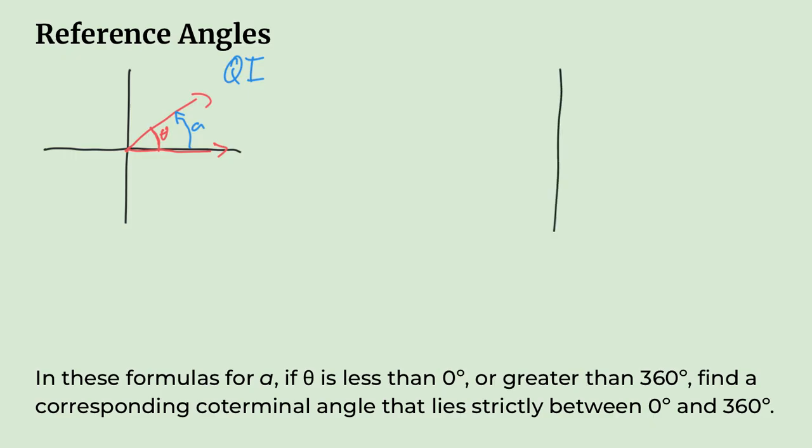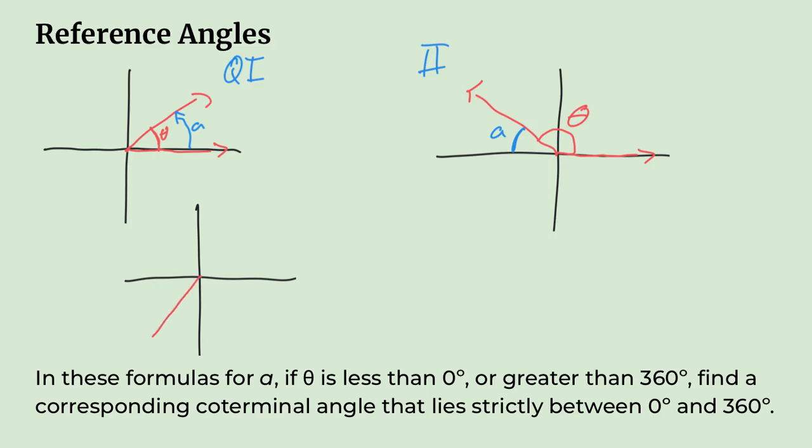For quadrant 2, we would have our angle like this. So this is our theta. So our reference angle would be here. It's just what's the acute angle between the terminal side and the x-axis. For quadrant 3, there. So our reference angle is there. In quadrant 4, our reference angle would be here.